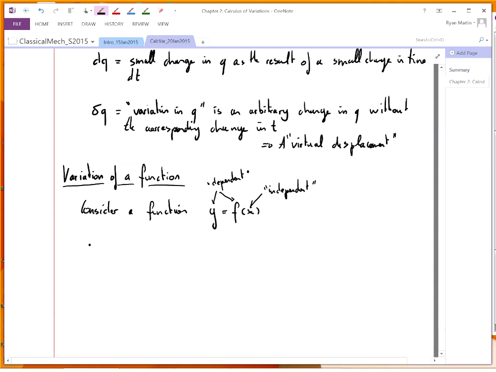Consider also a new function which I'm going to call f bar of x. And that's going to be given by f of x plus epsilon, a constant, times phi of x. So epsilon is small and constant, and phi of x is a well-behaved function.